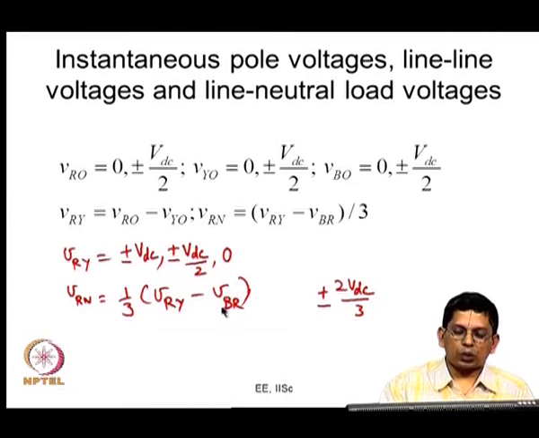So, in that case what you will have, this is VDC and this is minus of minus VDC by 2, which will be 3 VDC by 2. So, that will be only equal to VDC by 2. I hope I am not making any mistake. This is VDC and minus of minus VDC by 2 is 3 VDC by 2. So, you will have VDC by 2 as your VRN.